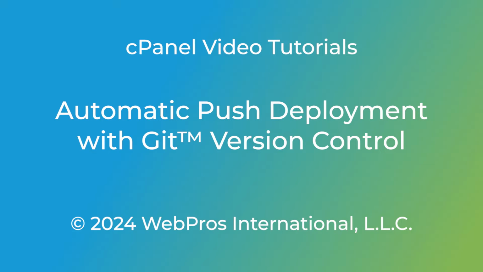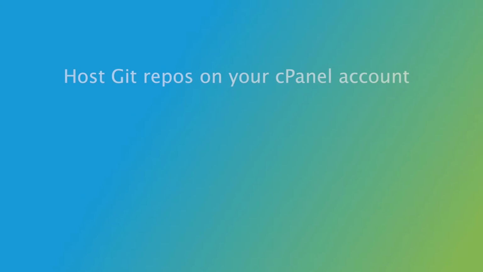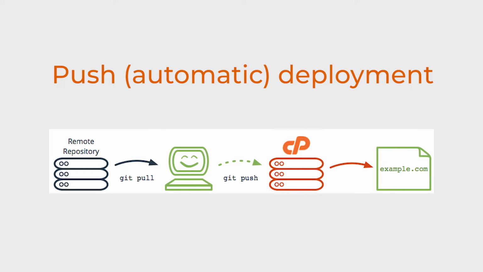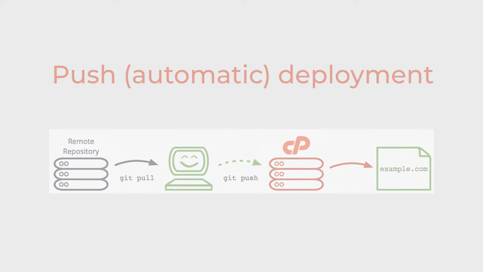Today, I'm going to show you how to deploy your code automatically using the Git version control interface in cPanel and WHM version 124. This feature allows you to easily host Git repositories on your cPanel account and supports both push and pull deployment. Push deployment, or automatic deployment, is what we'll be talking about today.